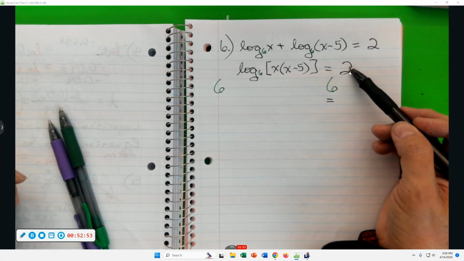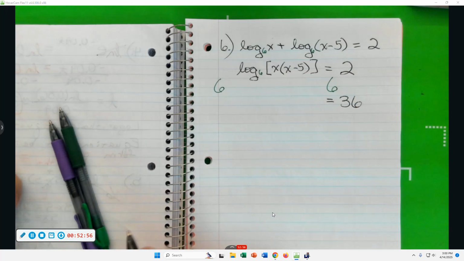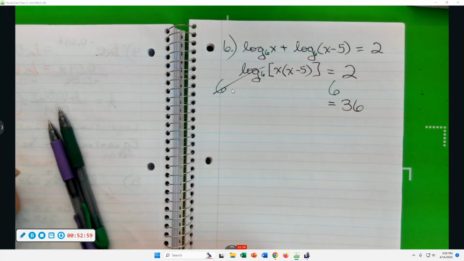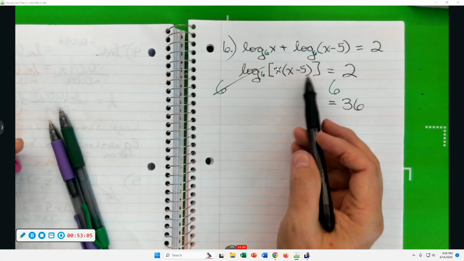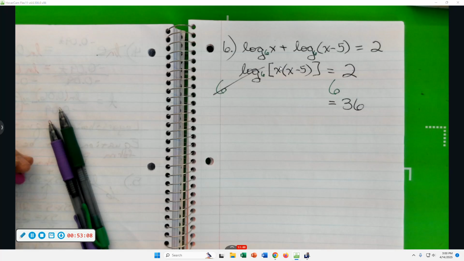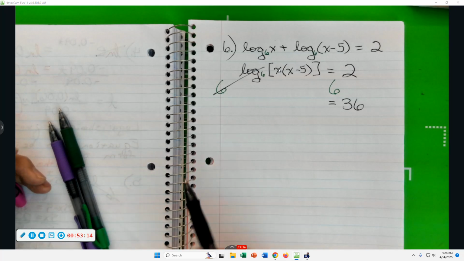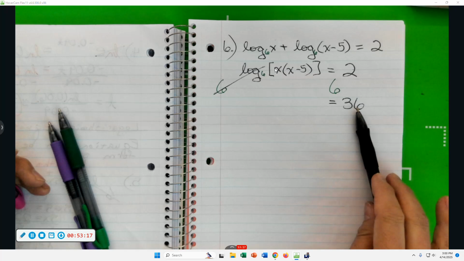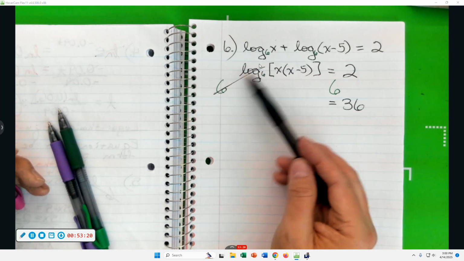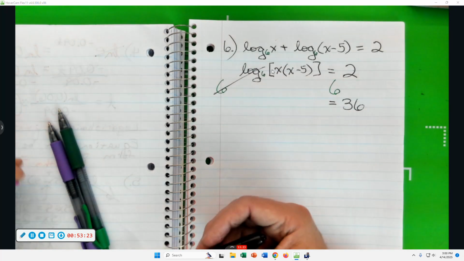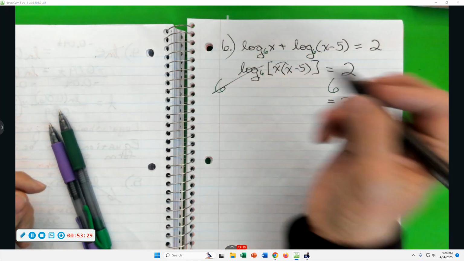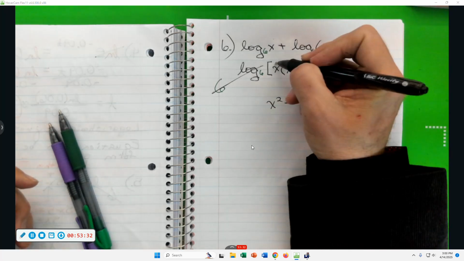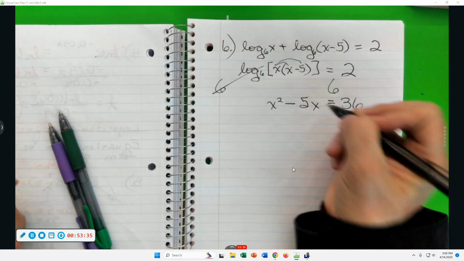Okay, 6 squared is 36. The 6 to the log 6 cancels out. What are we going to have to do here inside those brackets? X times x minus 5. Okay. 6 squared became 36. The 6 to the log 6 canceled. But we have x times x minus 5. What are we going to have to do there? Distribute. X times x is x squared minus x times 5 is 5x.